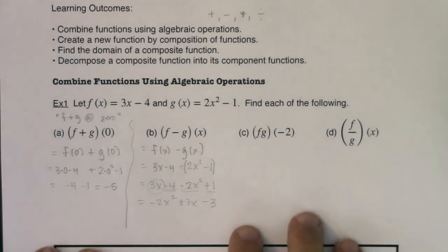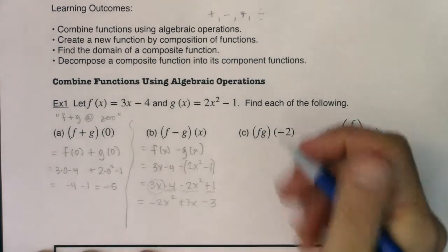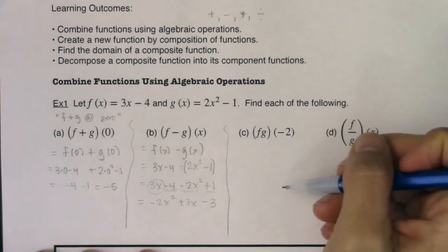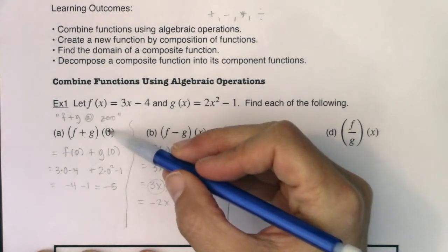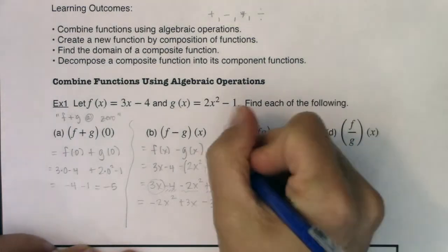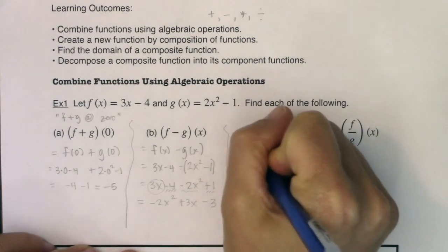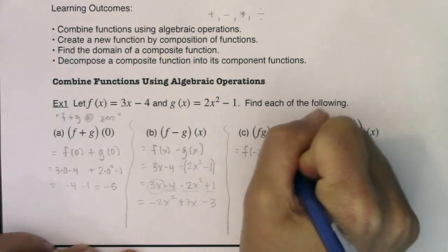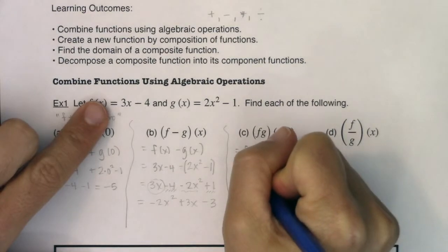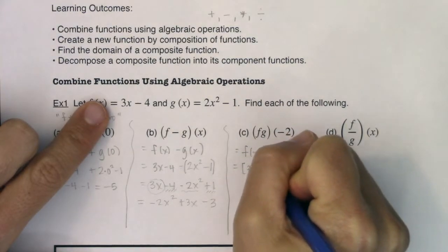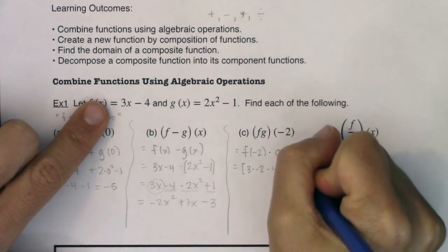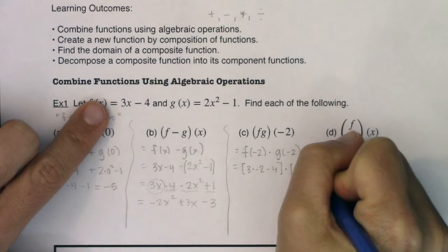Now let's find the product function, right? So we've got the sum, the difference, let's find the product. And again, I want to take note that I'm starting with a number. I'm going to end with a number. Similarly to A, started with a number, ended with a number. Whereas in B, I started with a letter, ended with some letters. All right, so this will become f of negative 2 times g of negative 2. And let's figure out what each of those are. So f of negative 2, I'm going to put this in brackets. This would be 3 times negative 2 minus 4. I'm going to multiply that to g of negative 2, which is 2 times negative 2 squared minus 1.